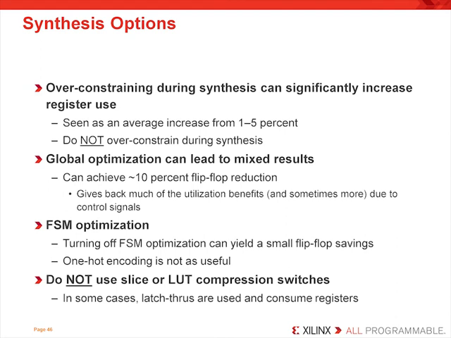Finite state machine optimization can save you some flip-flops. This is because most finite state machine optimizations will use one-hot encoding, which uses more flip-flops in an effort to increase speed. With Virtex-6 FPGAs, the 6-input LUT means one-hot encoding is not quite as useful as it used to be with the 4-input LUT structure.